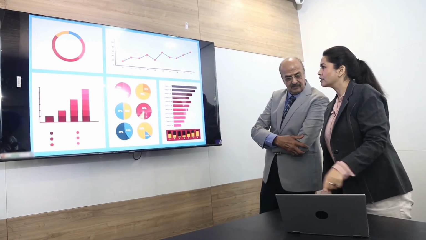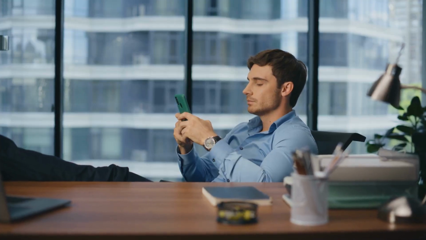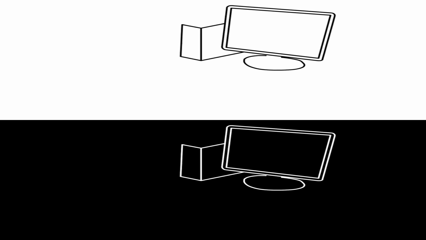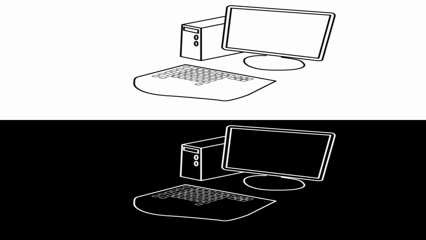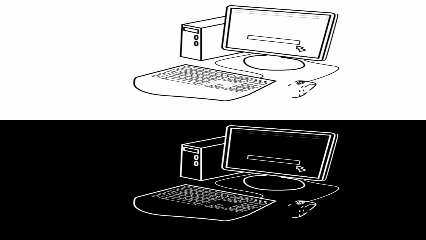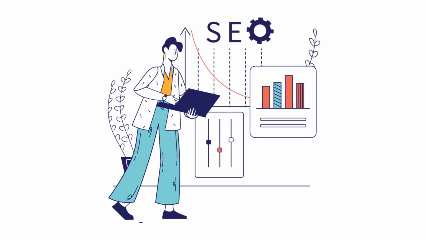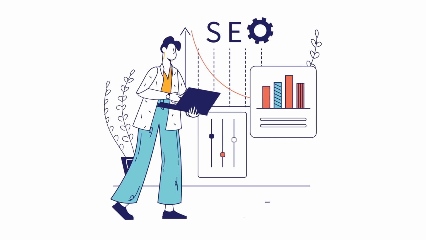Alright, let's break down each search intent type. Informational intent is when users are looking for knowledge or answers to their questions. These searches usually start with phrases like how to, what is, or why. And this type actually makes up about 80% of all search queries.